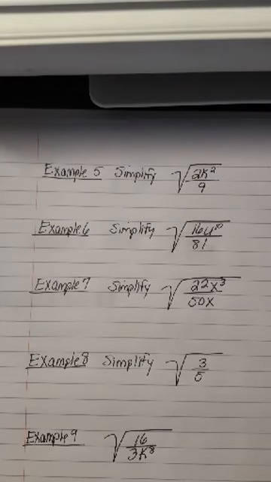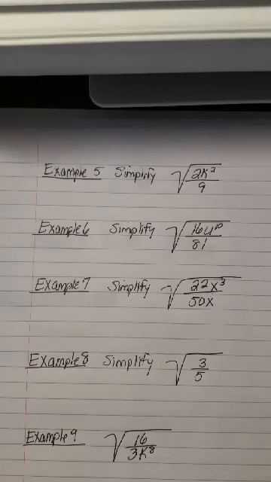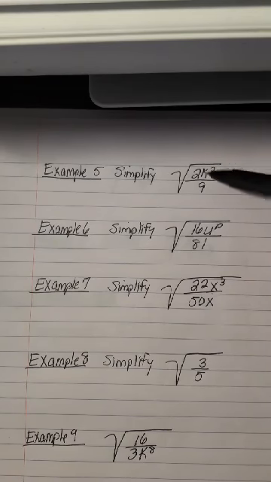Alright, example 5. Let me make sure if that stays clear. Alright, that looks pretty good. On example 5, you have the square root of 2k to the second. We're throwing in variables now. Over 9, and all of that's under the square root.